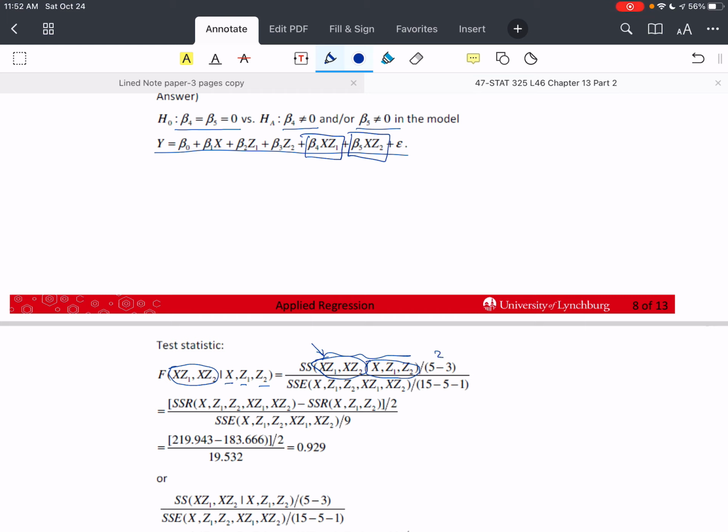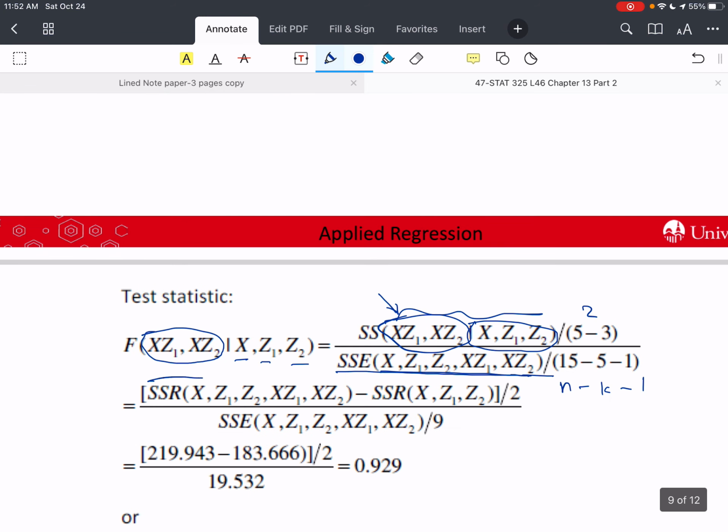Okay, and then we're going to take the SSE of all 5 in the full model divided by the degrees of freedom, n minus k minus 1, right? Okay, so that's where we get that. And there are 5 total variables, as we see here. And then so n minus k minus 1. Okay, and we can calculate this as SSR with the full model. Let me zoom in. Of the full model minus SSR of the 3 variables with the reduced model divided by 2 in the numerator, and then the SSE of all 5 divided by 9.